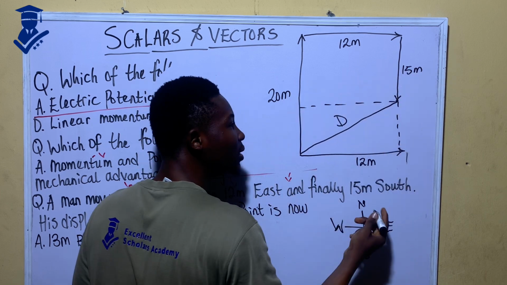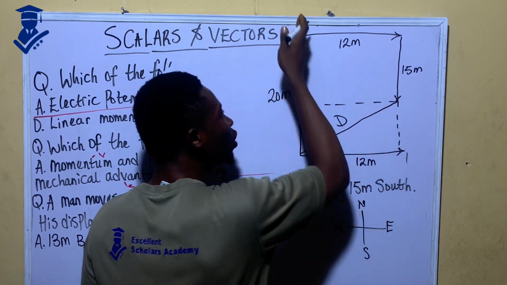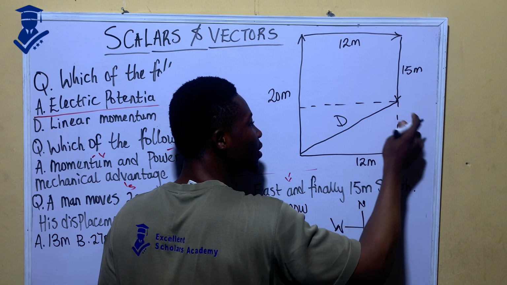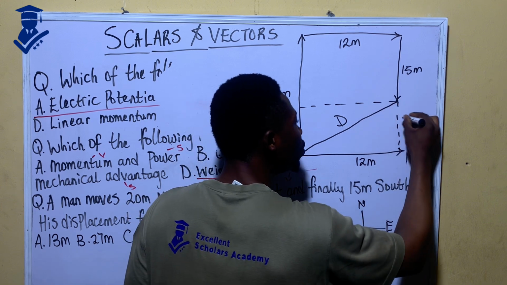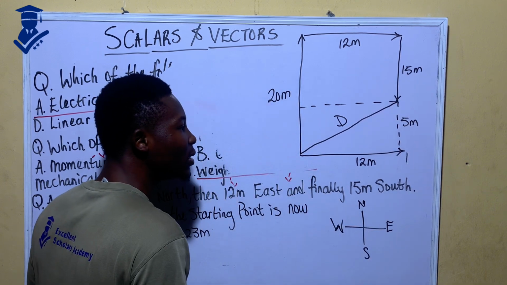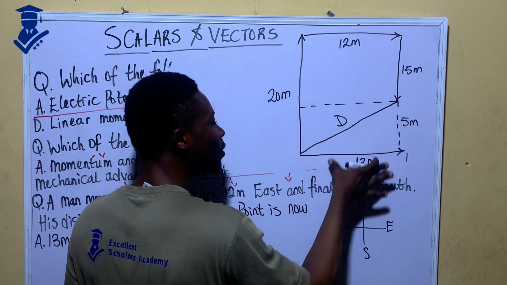20 minus 15. The whole of the length is 20, and just from here to here is 15. So this place will be what? 20 minus 15, which is 5 meters. Can you see it? Now, like I said, if this place is 12, this place is also 12.